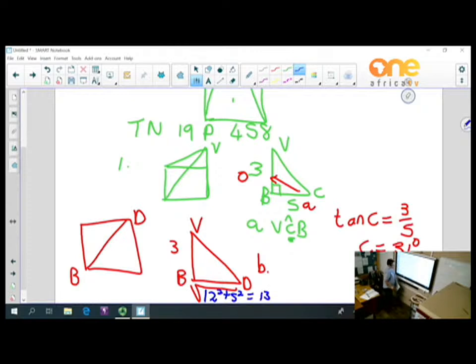So now it's possible to calculate VDB. I want the angle. This is the one that I want to calculate. So I'm going to use tan again. Tan D is then 3/13. But I need my little triangle. Then it is very easy. Second function tan 3/13. And I got that the angle is 13 degrees. Right, question 2.